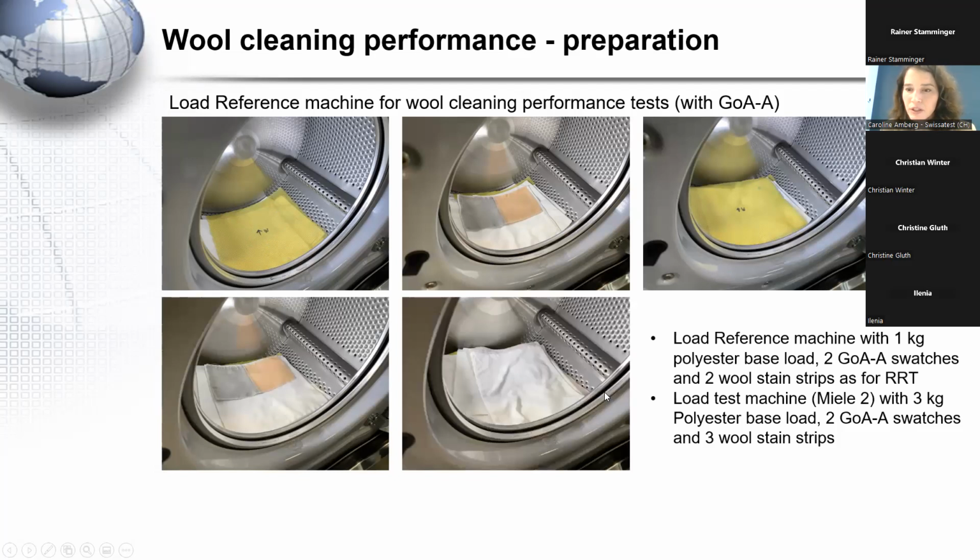For the test machine, you could do it in the same way. You just have to make 6 bundles and you load these 3 kilograms. You divide these 3 kilograms in 6 even small bundles and then load it accordingly.